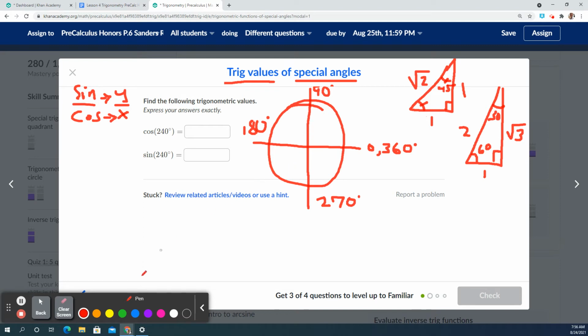All right, so where does this land? 240. Well, it's in the positive direction. So it's going to go all the way around, and we're not going to get to 270. All right, so we're going to land right here. So this is your 240 degrees, landing in quadrant 3. All right, in quadrant 3, x is negative, y is negative. So these have to be negative answers, okay, as outputs, or as your x and your y.